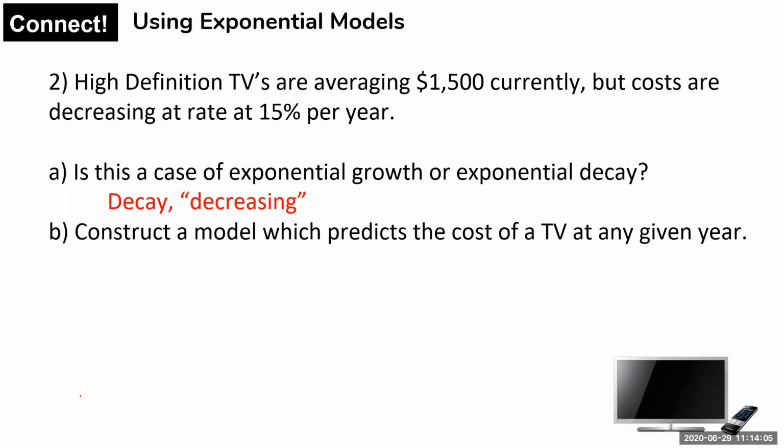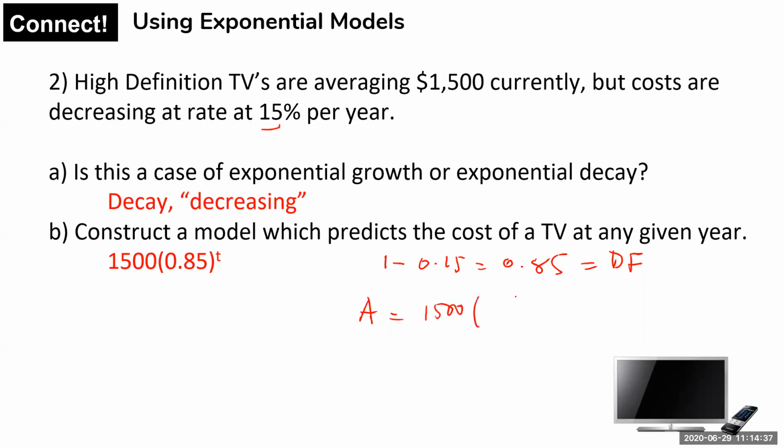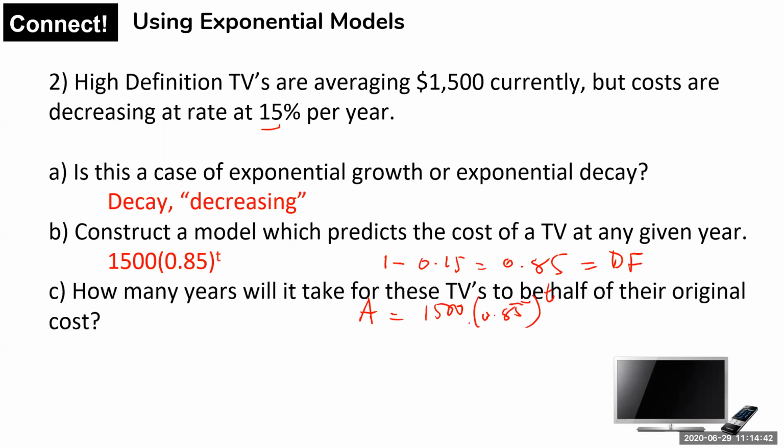Now construct a model. So we know the initial, is that okay? And we should know the decay factor. The decay factor will be 1 minus 0.15. We changed the 15% to a decimal, which is 0.15, and that gave us 0.85, and that is our decay factor. So you plug it into the formula. The amount is equal to the initial, which is 1,500, and the decay factor of 0.85 to the T, and that gives you this expression.